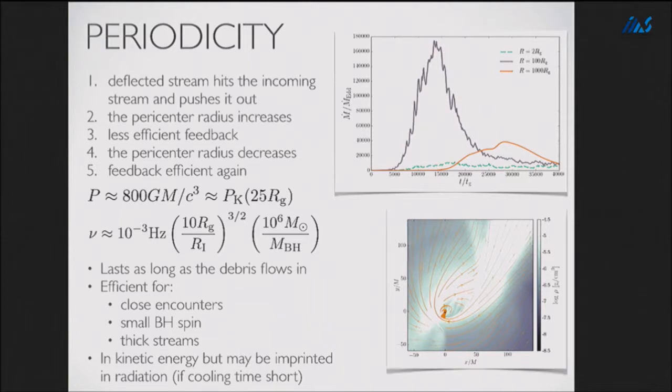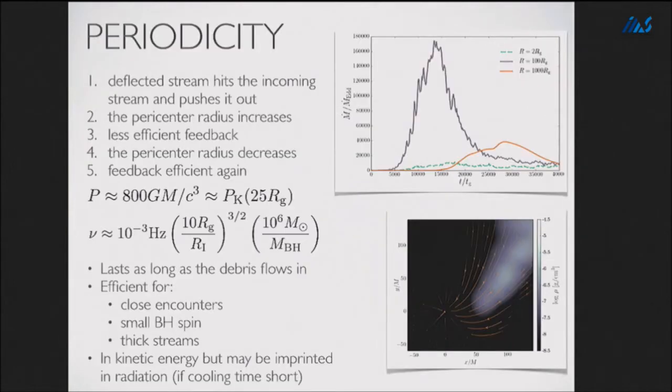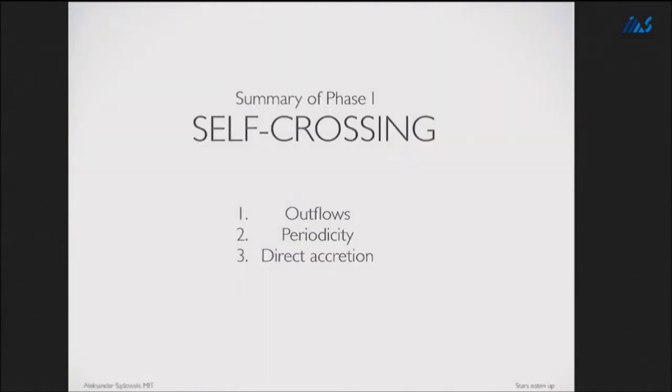in the simulation itself. So the summary of phase 1 is that we see outflows, and we see some periodicity. And the accretion rate which falls on the black hole, marked with this red dashed line, is significant in terms of the Eddington accretion rate, but it's not so significant in terms of the total amount of mass available, and it comes from the direct accretion resulting from the self-interaction of the debris.